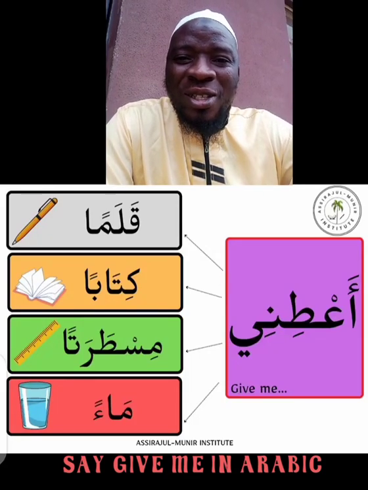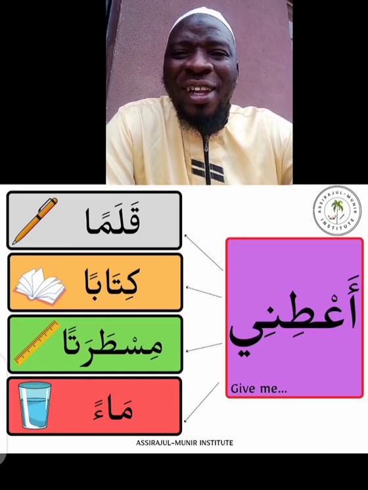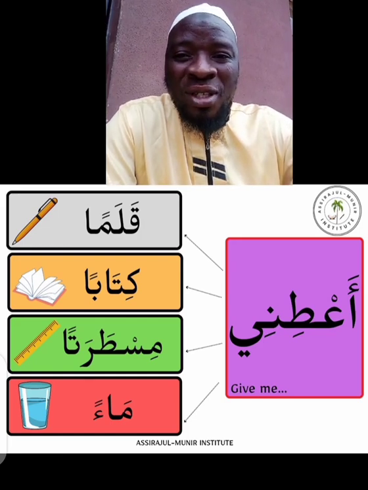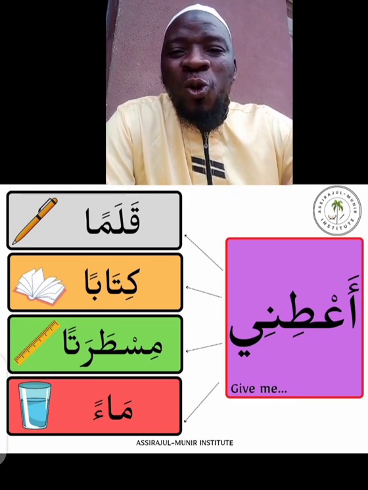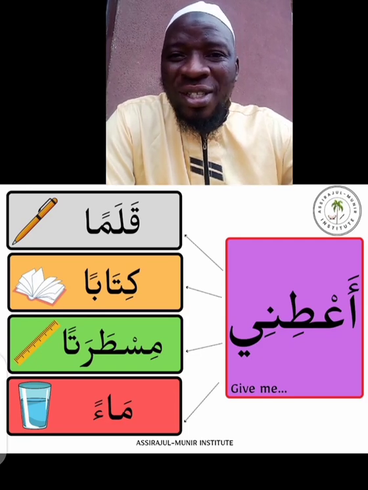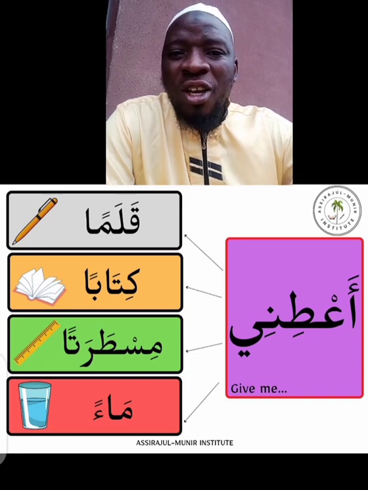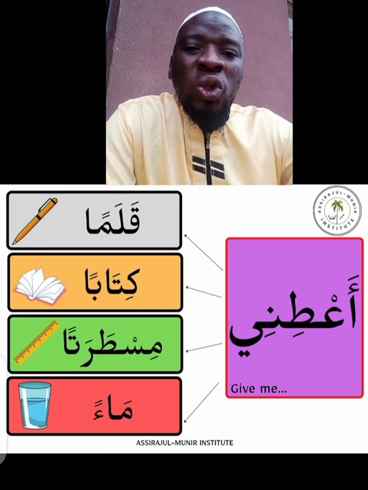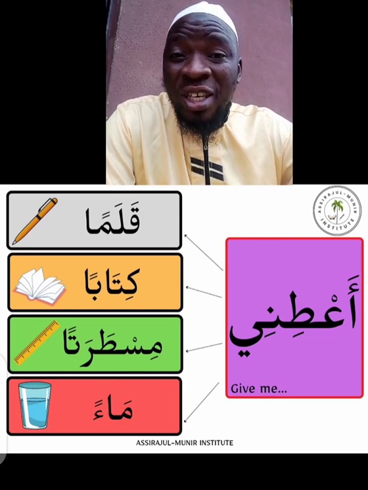This is another class on how to learn Arabic with ease, inshallah ta'ala. So we still have the same words like qalaman, kitaban, mistaratan, ma'a. When you look at all these words, they are in objective case, that is, they are object of the sentence, which means they are mansub, they are having fatha. So you can see the other word, a'tini. A'tini is from the word a'ta, which means gave.